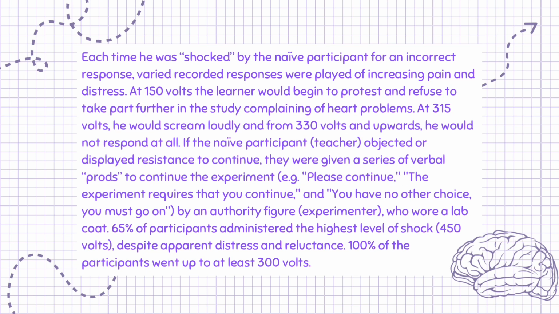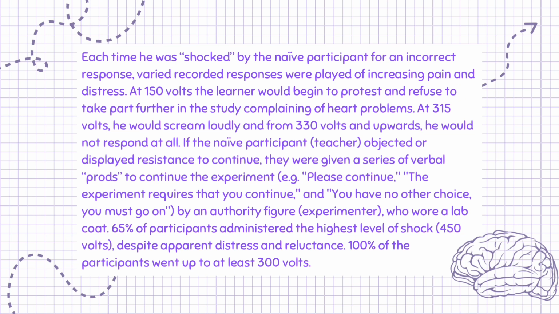Each time he was shocked by the naive participant for an incorrect response, varied recorded responses were played of increasing pain and distress. At 150 volts, the learner would begin to protest and refuse to take part further in the study, complaining of heart problems. At 315 volts, he would scream loudly, and from 330 volts and upwards, he would not respond at all.